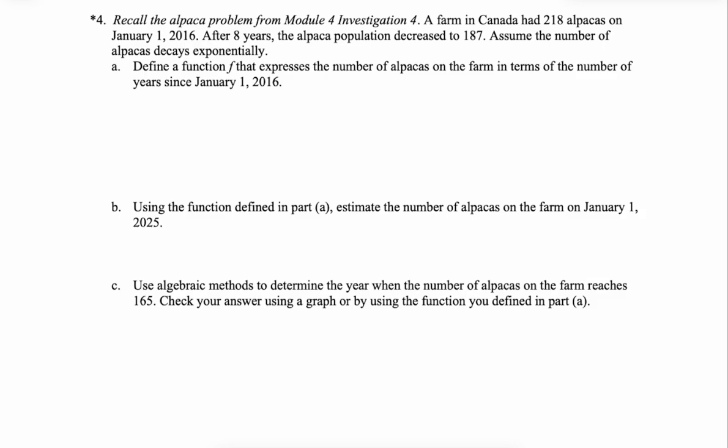If n is the number of years since January of 2016, so let n be our years after 2016. And if we think of the fact that our starting population, we had made a formula. Let me remind you what that formula was. It started at 218. It was decreasing, so we got 0.858.